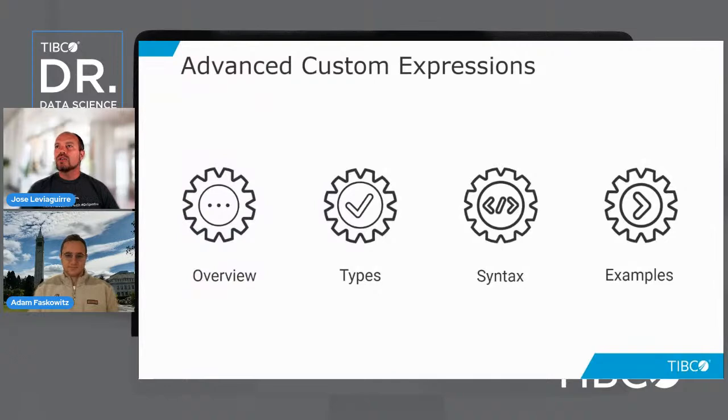Okay, so let me go through the contents of what we're going to be discussing today. We have an overview of custom expressions, the types of custom expressions that we have: calculated columns, aggregated functions, property controls, and the syntax. This is just a very general overview to have everyone on the same page. And we're going to finalize with real life examples with Adam, who is going to explain more about these advanced custom expressions. I'm going to go through some other ones.